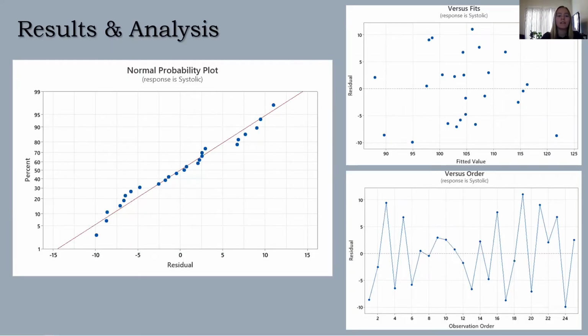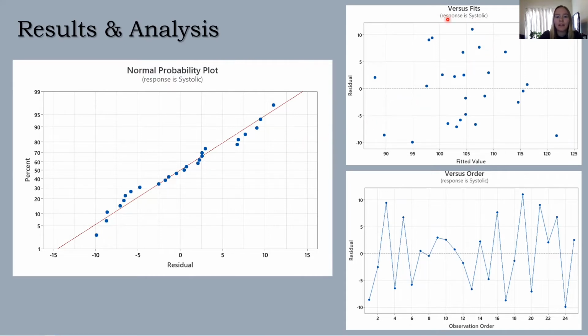Okay, so let's take a deeper look at what the Minitab outcomes are and analyze the results. So as you can see here, we have the normal probability plot, and we can see this line of best fit. All of our data points lie pretty close to this line of best fit, and we don't really see a pattern or any major outliers. So we can say that our data is normally distributed along this line.